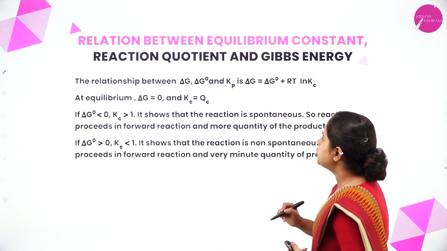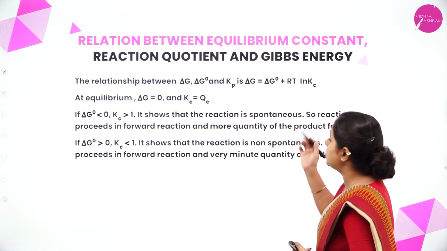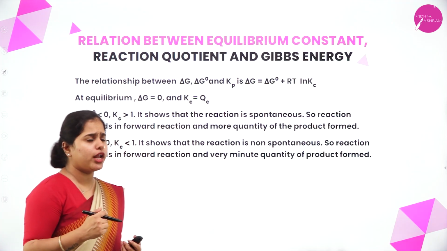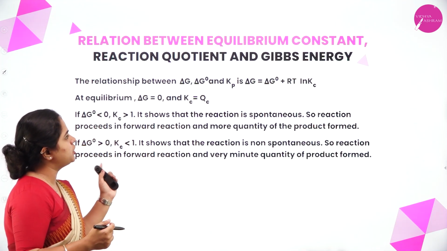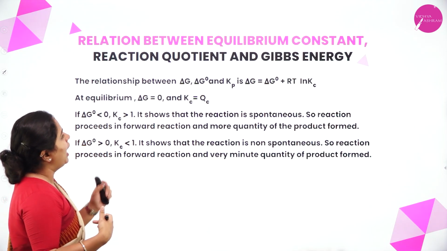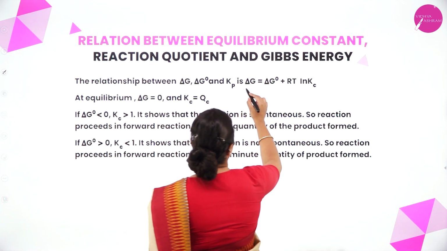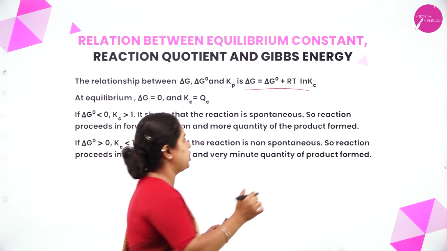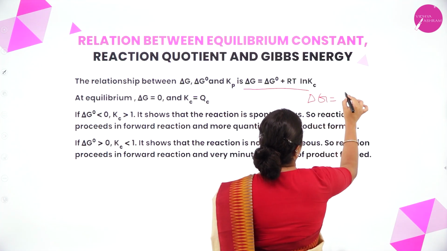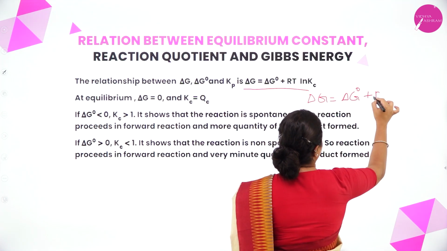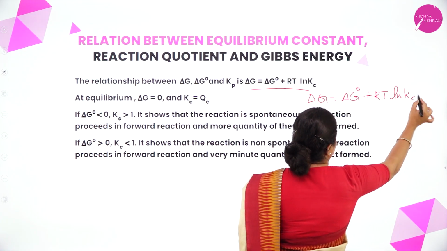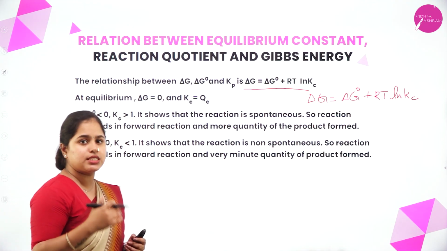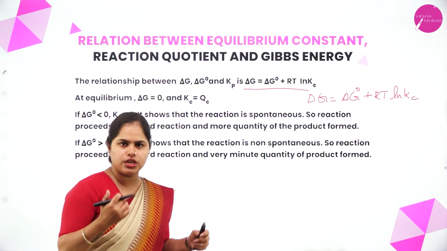Now, the last one: the relationship between the equilibrium constant, the reaction quotient and Gibbs free energy. So, what is Gibbs free energy? We have already studied it in the thermodynamics chapter. The relationship is given as delta G is equal to delta G naught plus RT ln Kc. Here Kc is the equilibrium constant, delta G naught is the standard Gibbs free energy, delta G is the Gibbs free energy, R is the universal gas constant, and T is temperature.